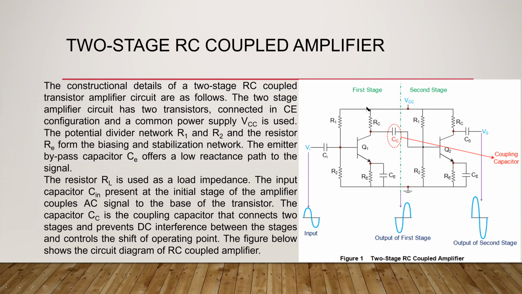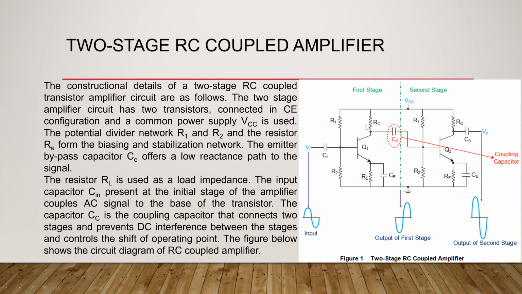Therefore, can I conclude that the individual first stage is going to act as a self bias circuit? As well, in the second stage, the CC capacitor acts as the input capacitor. Here also there are R1, R2, RC, RE. Therefore, the second stage is also a self bias circuit, or potential divider circuit. Therefore, in multi-stage amplifiers, each stage is nothing but a self bias circuit, which I explained in the previous video.